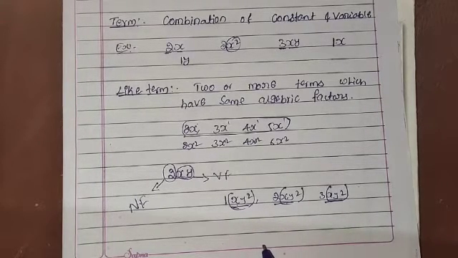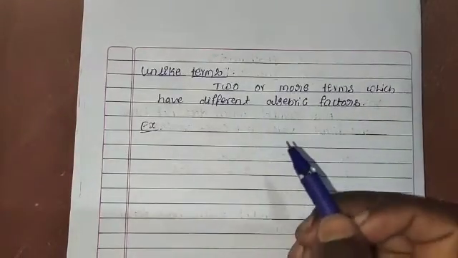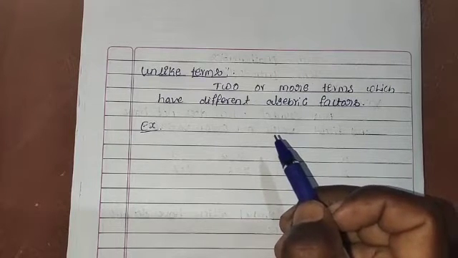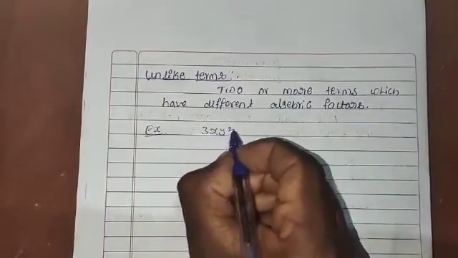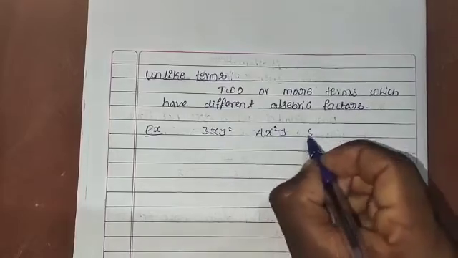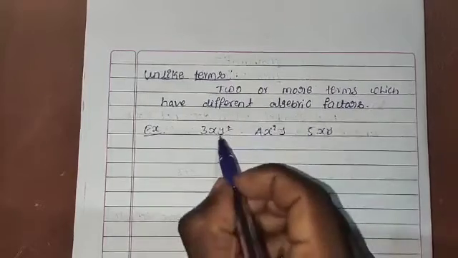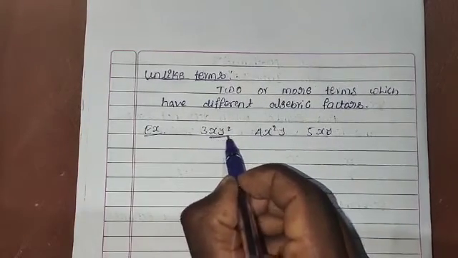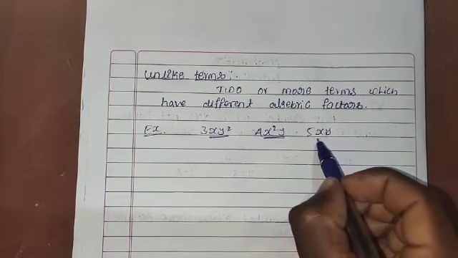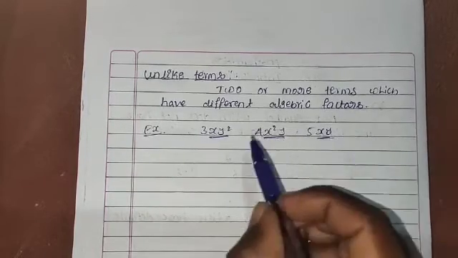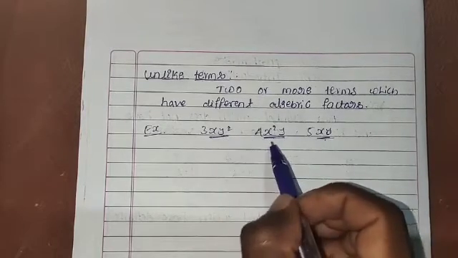The next type is unlike terms. Unlike terms are two or more terms which have different algebraic factors or different variable factors. For example, 3xy square, 4x square y and 5xy. These three terms are unlike terms, because here the variable factor is xy square, here it is x square y, and here only xy is the variable factor. So the three terms have different variable factors, and they are called unlike terms.